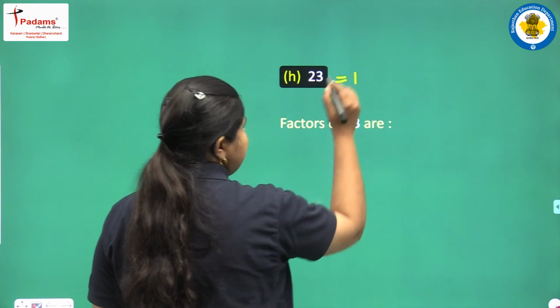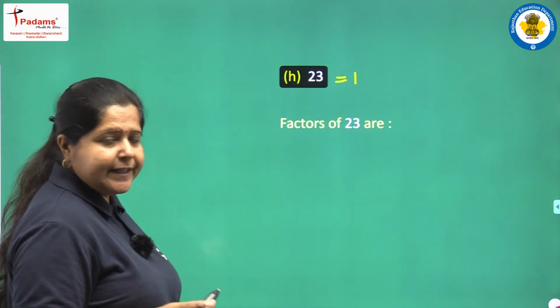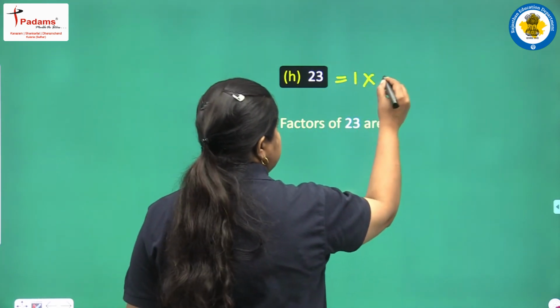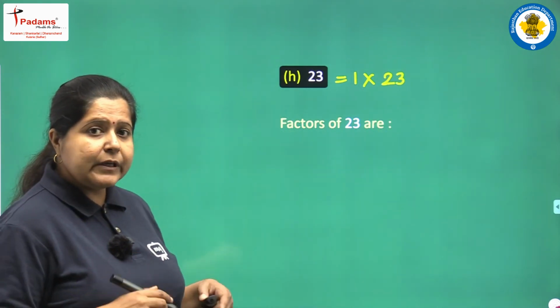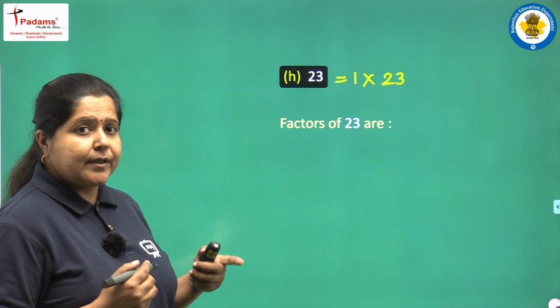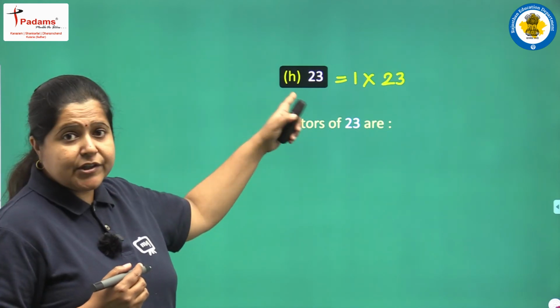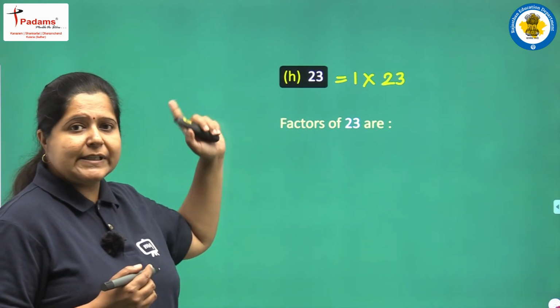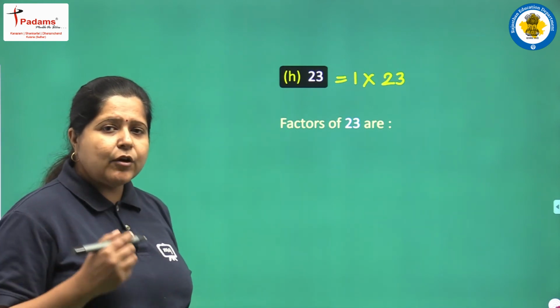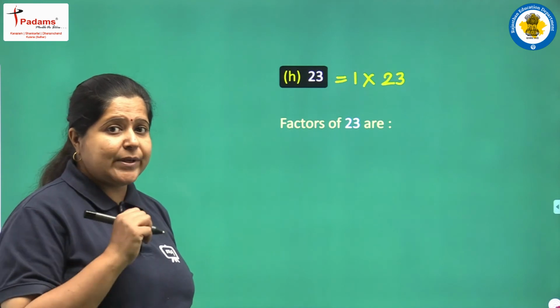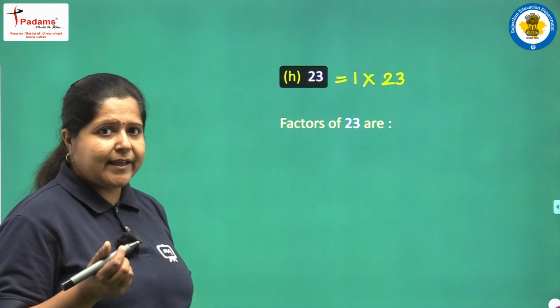Obviously 1 is a factor of every number, and again 23 will be a factor of itself. Now we will look for numbers in which the table of which 23 will come, and those numbers will divide 23 completely. But can you think of any number in the table of which this 23 comes? You can think of 2.